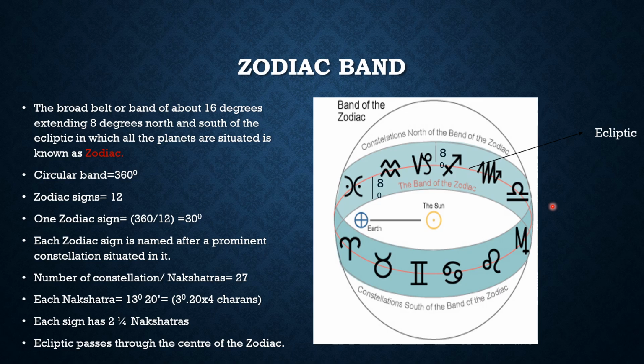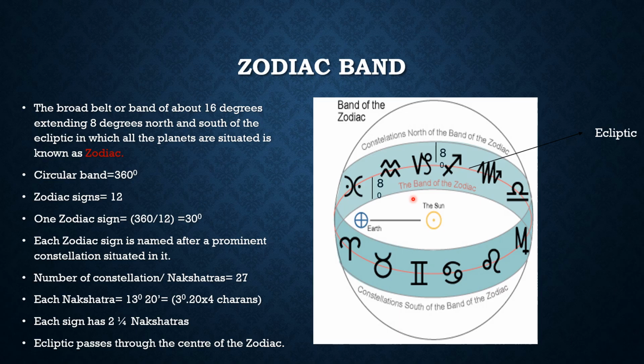Now the next important thing is the zodiac band. See here, this is the ecliptic. 8 degrees north and 8 degrees south of the ecliptic will create a band, that is the band of the zodiac, in which all the different planets are situated. The overall expanse of the ecliptic, that circular band, is 360 degrees. So there are 12 zodiac signs. Each zodiac sign will get 30 degrees, and each zodiac sign is named after a prominent constellation situated in it.